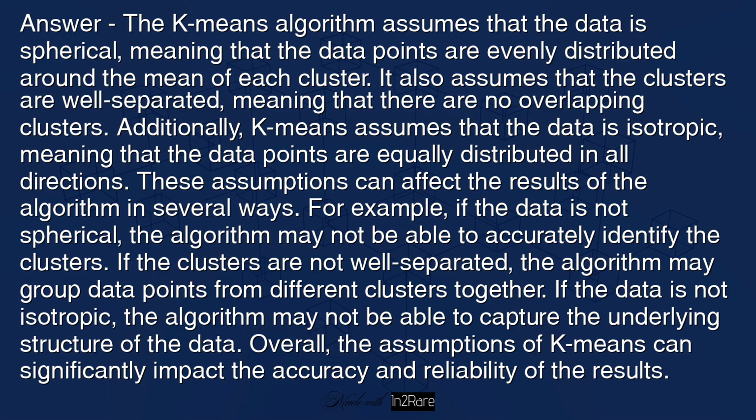These assumptions can affect the results of the algorithm in several ways. For example, if the data is not spherical, the algorithm may not be able to accurately identify the clusters. If the clusters are not well separated, the algorithm may group data points from different clusters together. If the data is not isotropic, the algorithm may not be able to capture the underlying structure of the data. Overall, the assumptions of k-means can significantly impact the accuracy and reliability of the results.